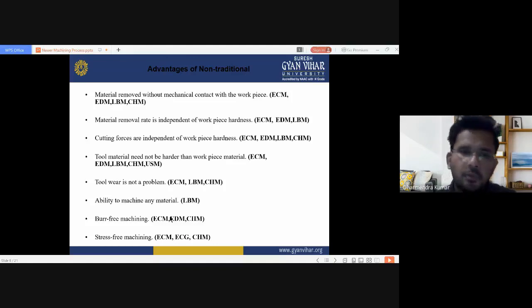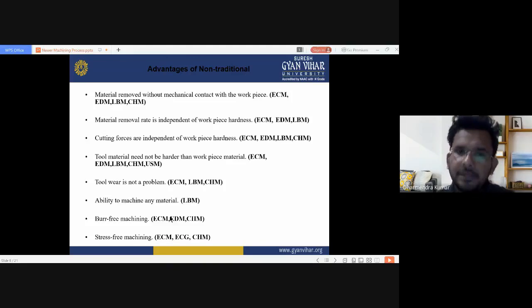The fourth one is that the tool material need not be harder than the workpiece material. In this type of machining process, the tool material need not be harder, because there is no physical contact between tool and workpiece: ECM, EDM, LBM, CHM, and USM, ultrasonic machining. Next, tool wear is not a problem in ECM, LBM, and CHM. There is the ability to machine any type of material in laser beam machining, and burr free machining in ECM, EDM, and CHM.